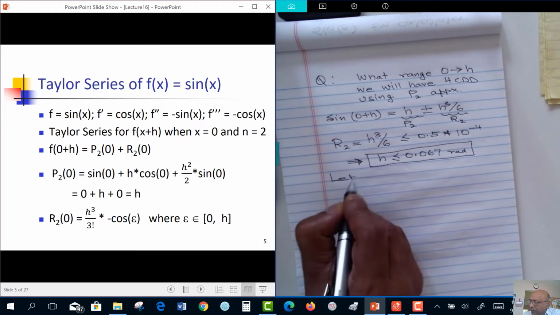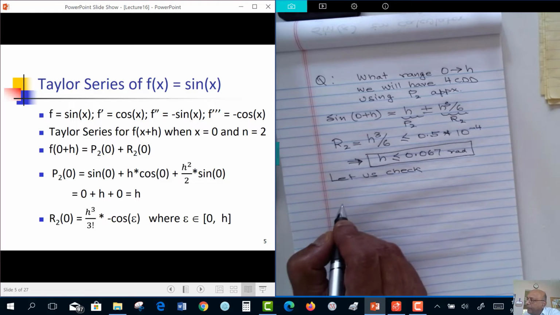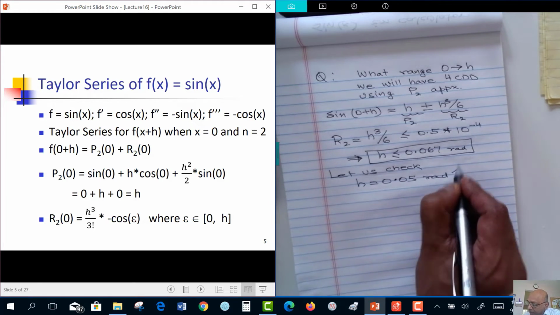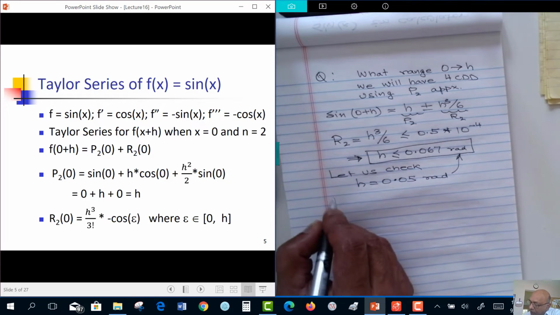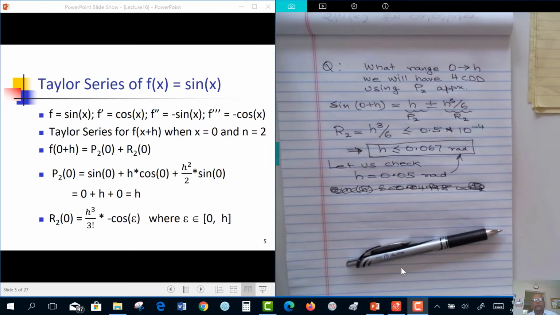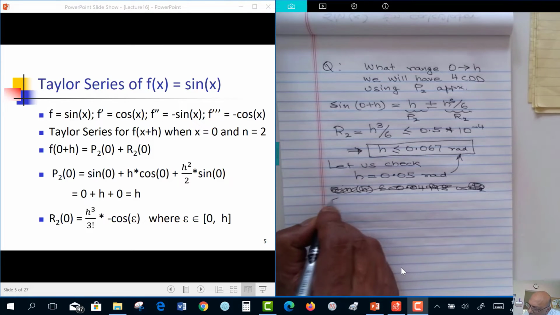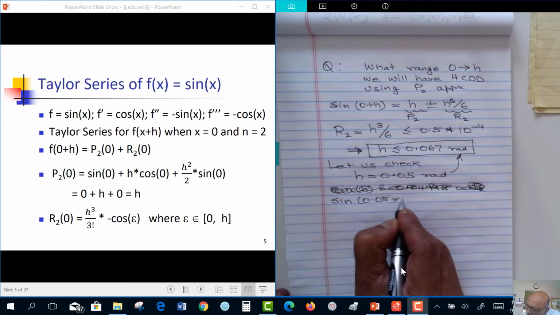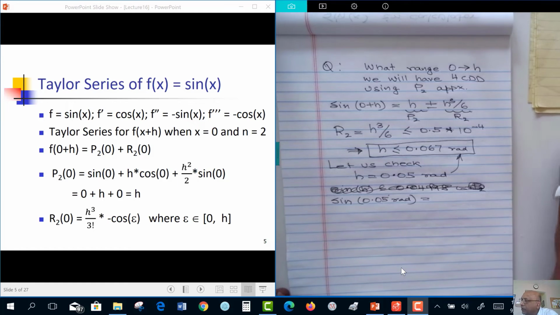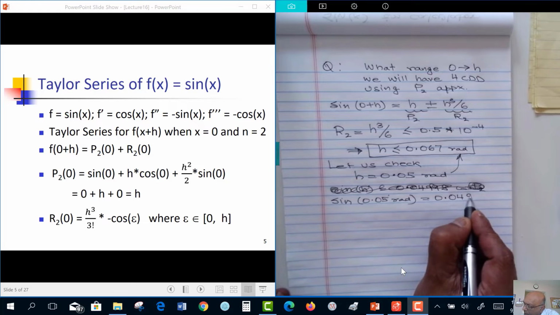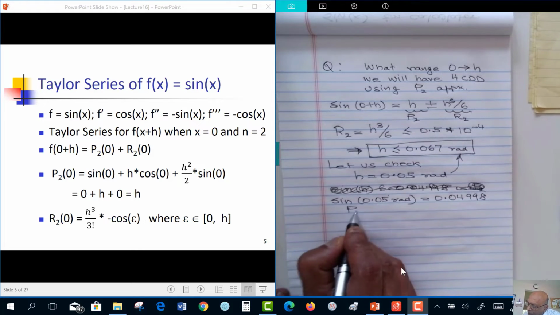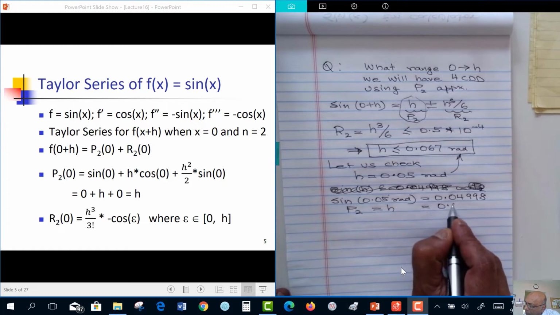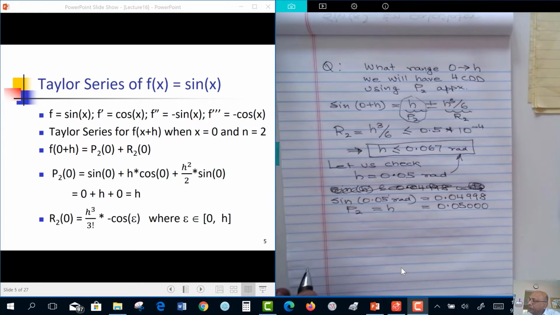So let's check. Let's suppose h is 0.05 radians. So well within this range, we should get 4 correct decimal digits. Okay, so let's see, sine of 0.05 radians is, if you use your calculator, you will get 0.04998. If you use P2, our second degree approximation, remember our P2 is h. So h is 0.05. So let's show all those digits there.